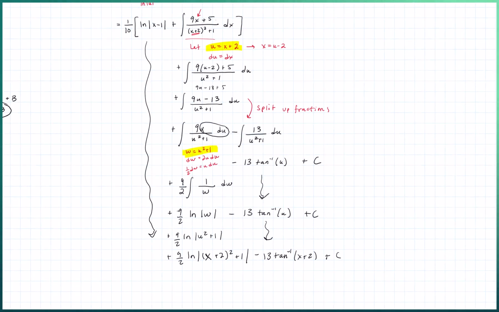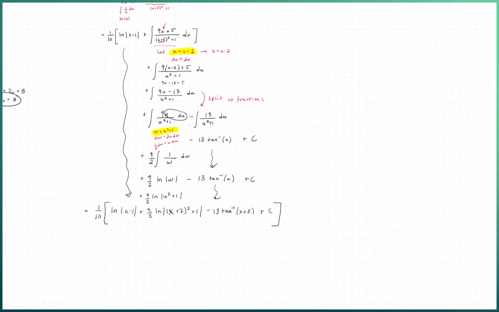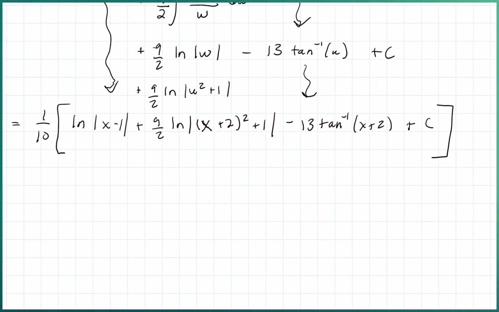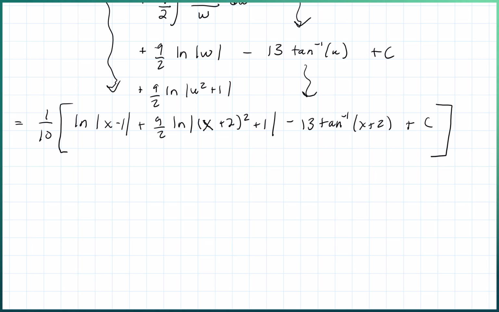All right, so carrying everything down, we're still missing that original term, and I just didn't want to have to rewrite it many times. So we have 1/10 times all of this, natural log of the absolute value of x minus 1. Let's see if I can get this all on the board here. So our final answer on this one, and it is kind of a crazy answer, right? We end up with 1/10 natural log of x minus 1 plus 9/2 natural log of x plus 2 quantity squared plus 1 minus 13 inverse tangent of x plus 2, all plus an integration constant.